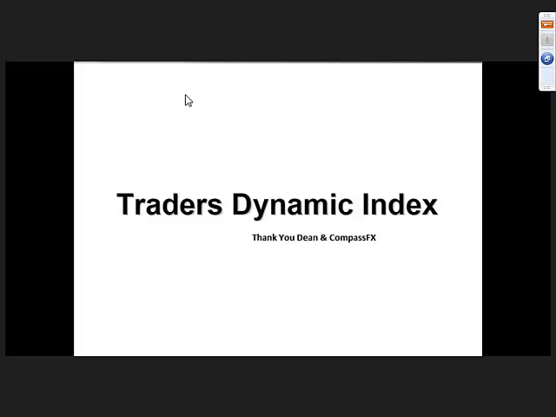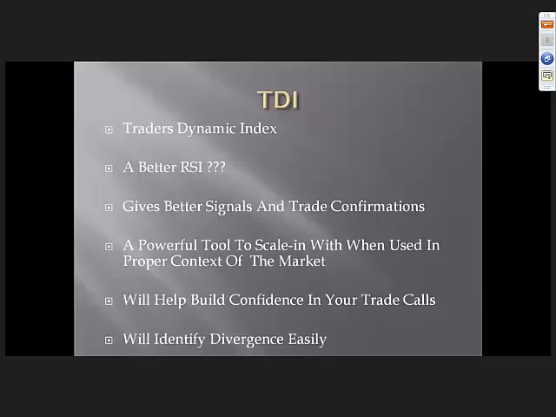All right, so TDI is based on the RSI. It stands for Traders Dynamic Index. I've heard people call it Trend Determination Index. It's Traders Dynamic Index. I think it's a better RSI. It gives better signals and trade confirmations for our purposes. It's a powerful tool to scale in with when used in the proper context of the market. It's going to help you build confidence in the setups because it's going to issue a signal in line with what you think you're seeing on the chart.